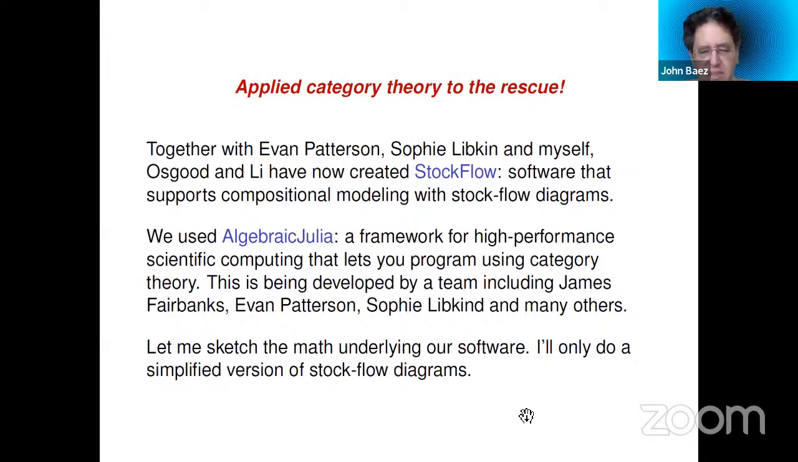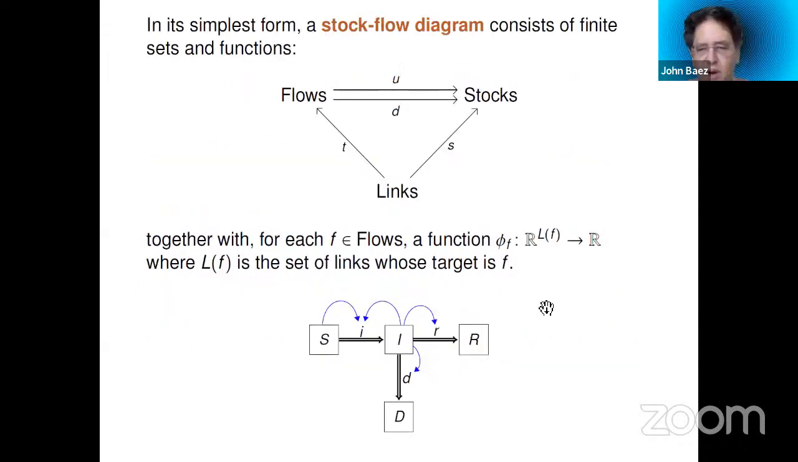I'm only going to describe a simplified version of stock flow diagrams in this, but we've implemented a more complex model, but I don't want to confuse you with complexity here. So this is a simplified kind of stock flow diagram. It consists of a set of flows, a set of stocks. Each flow has an upstream stock and a downstream stock. So for example, S is a stock, I, infected, is a stock. Little i here, the process of infection, is a flow, and this has S as its upstream and I as its downstream.